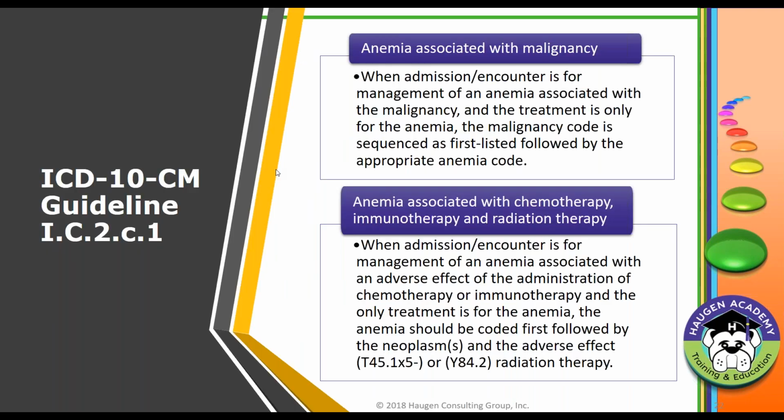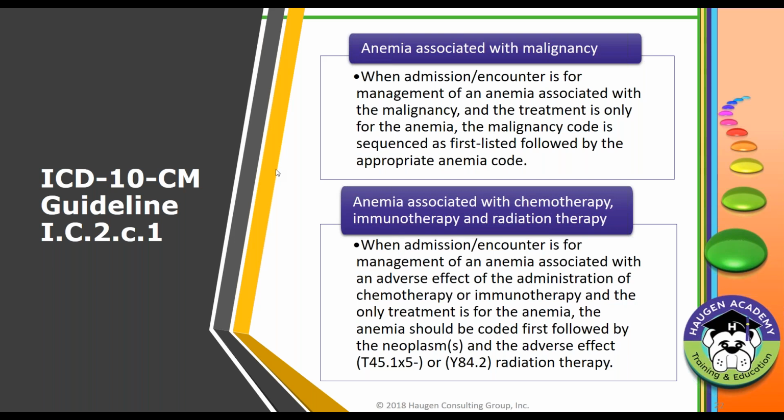And then we have some more guidelines here. These are associated with anemia, which is a common complication that can occur either due to the malignancy or due to the treatment. So on our first box on top, we have anemia associated with malignancy. This just says when the admission encounter is for the management of the anemia, and the anemia is associated with the malignancy, and the treatment's only for the anemia, you still code the malignancy code first, followed by the appropriate anemia code. That's a little counterintuitive to me, but that's what the guideline says.